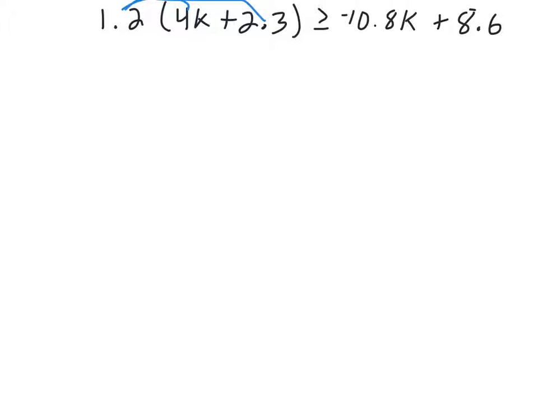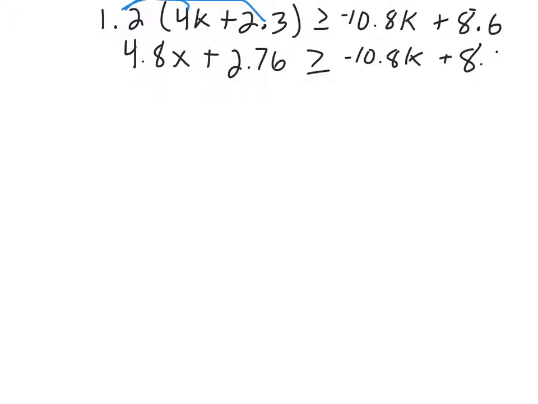So when you do that, 1.2 times 4, use a calculator if you have to, that's 4.8, 4.8k. Plus 1.2 times 2.3 is 2.76. Again, use your calculator if you need to. Greater than or equal to negative 10.8k plus 8.6.